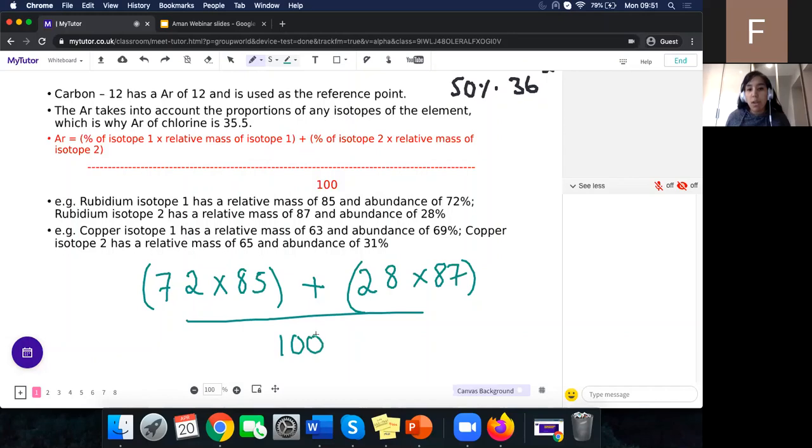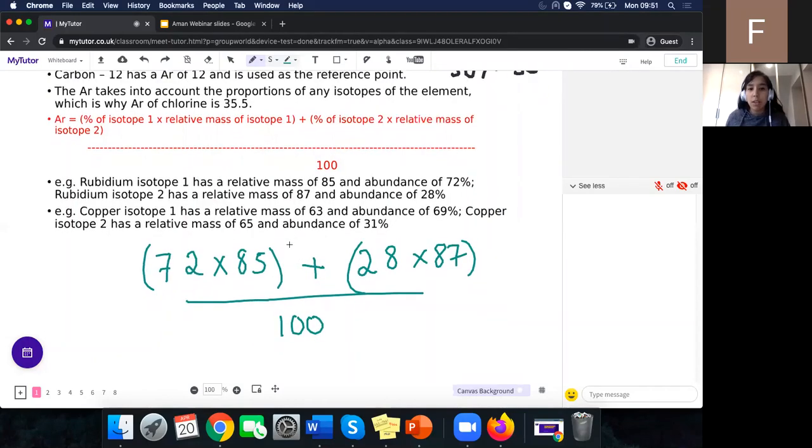Now, before I put that into the calculator, or any of you put that into the calculator, what we can see is we're expecting the number to be closer to 85. And the reason for that is that there is more of the 85 atom, because there's 72% of 85, but only 28% of 87. So statistically, we're expecting it to be closer to 85.